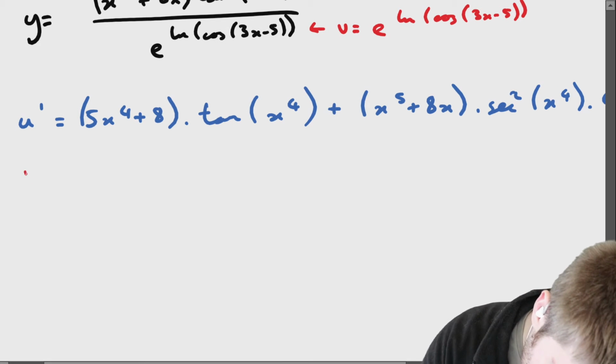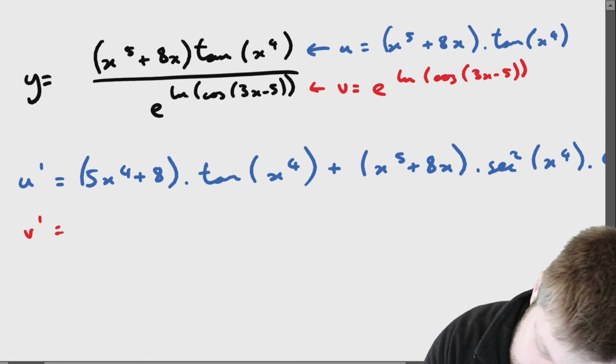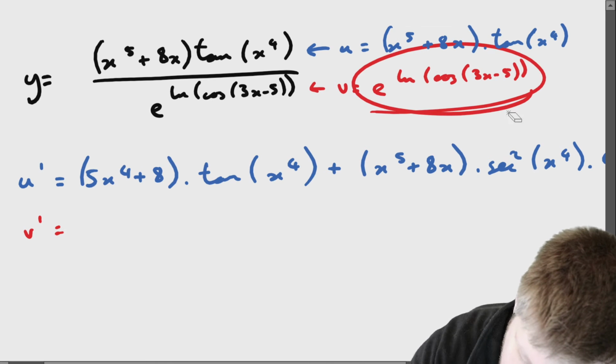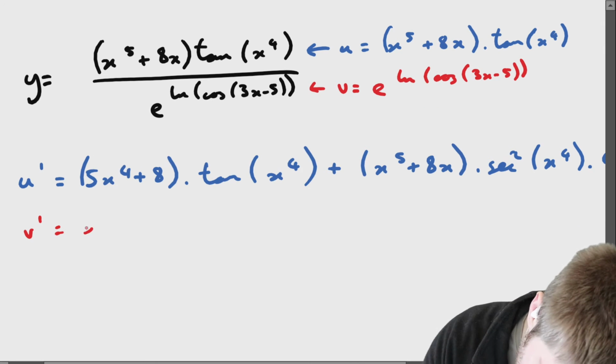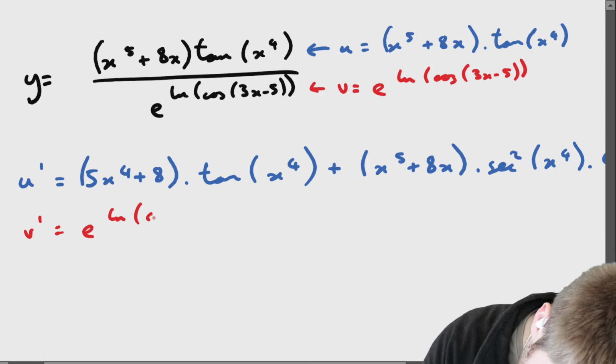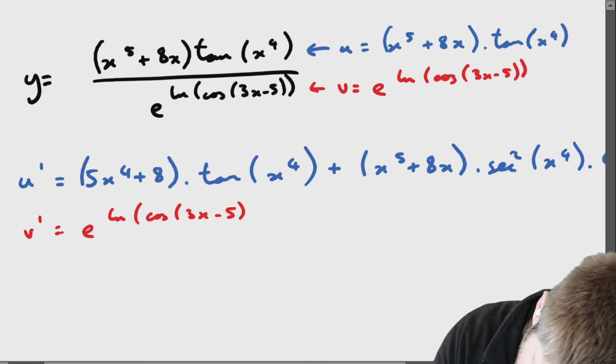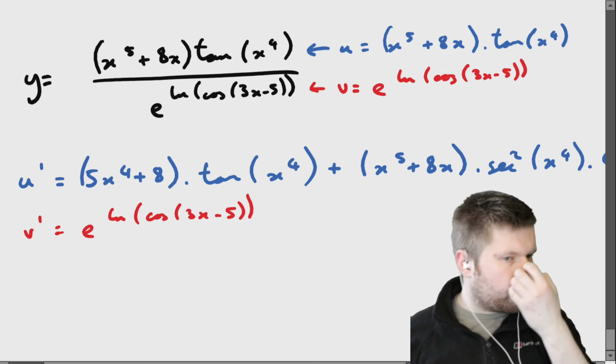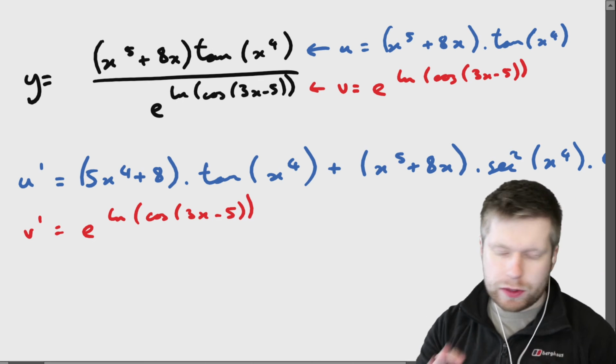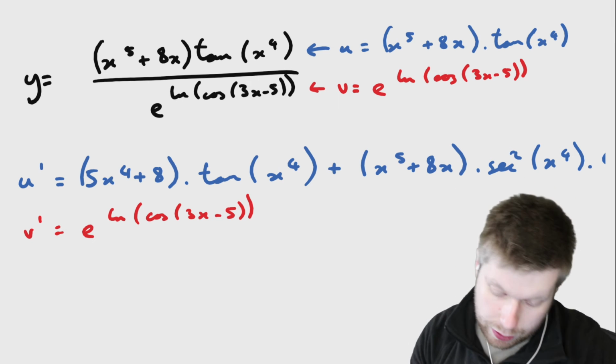Let's think about the derivative of v. Well, the derivative of v is e to the power of something, so I'm going to write that as e to the power of something, so e to the natural log of cosine of 3x minus 5, okay? Now, if you're comfortable with e's and natural log powers, then you might be able to see a shortcut, but just for the sake of simplicity, I'm going to leave it like this.